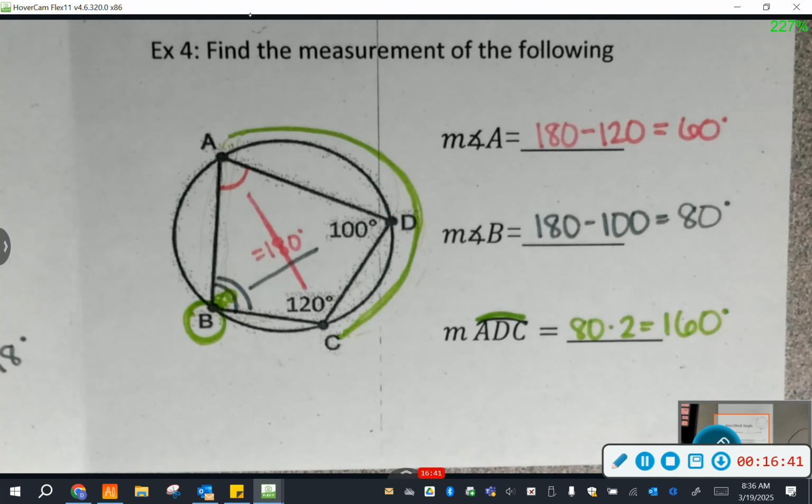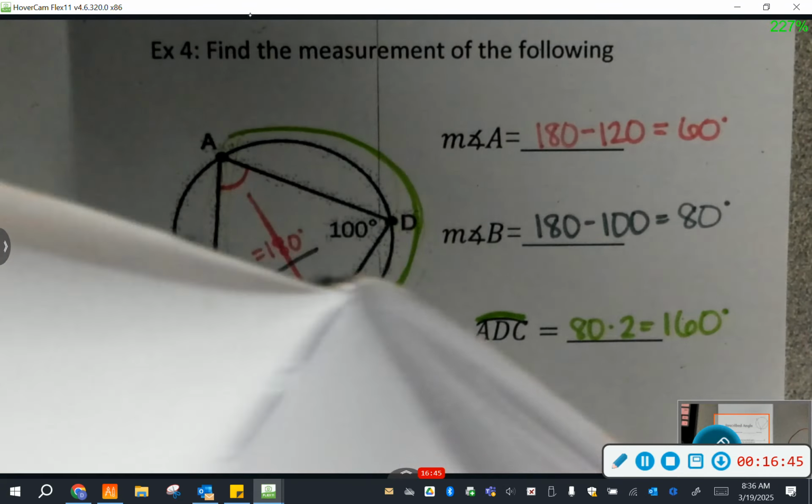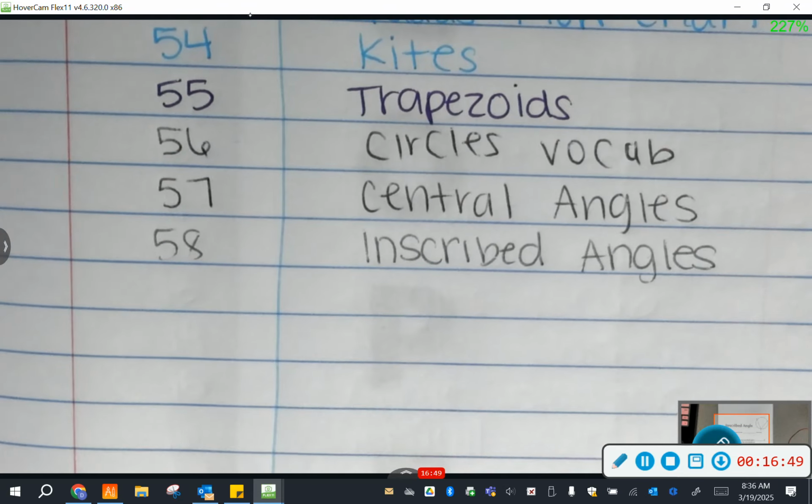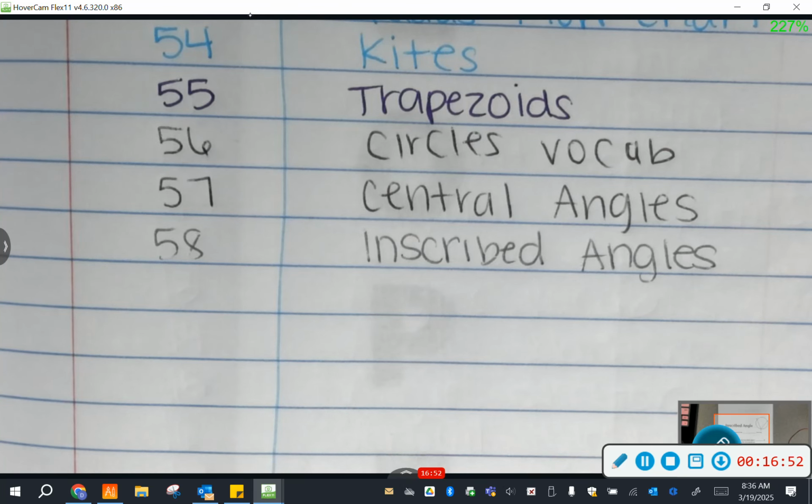I actually taught that in 16 minutes today. Yay! Okay, if you can please glue this in to page 58, Inscribed Angles. Glue that in to page 58. I'm going to do 4 and then y'all are going to do 4.